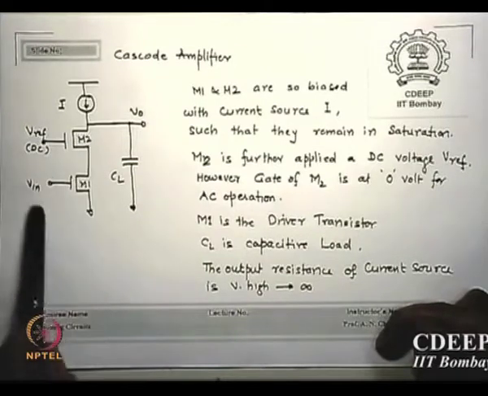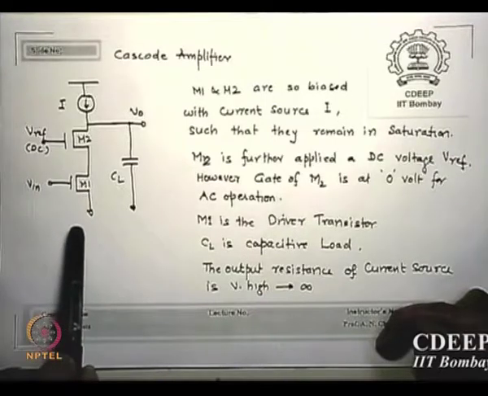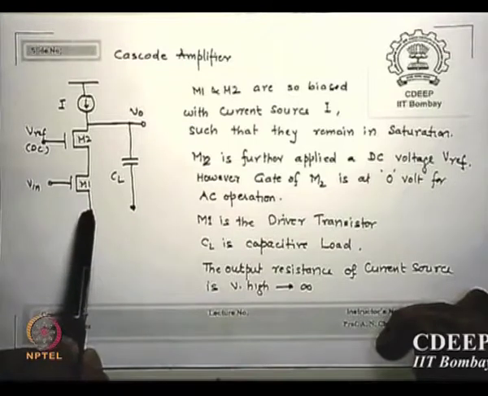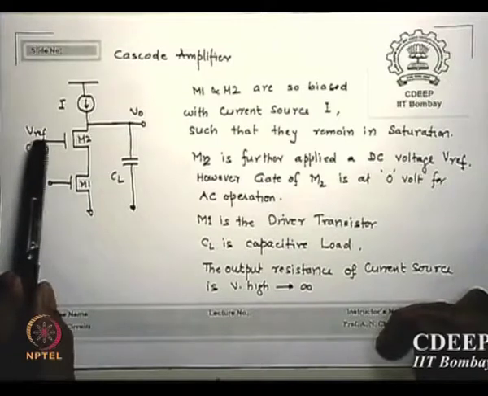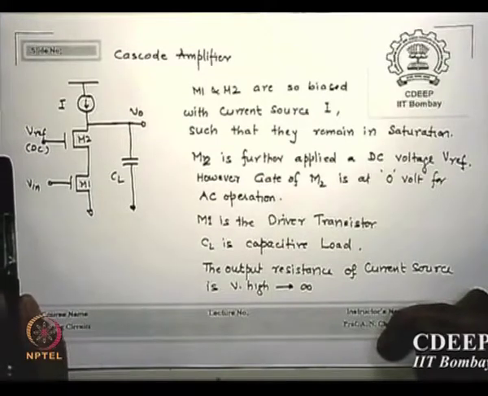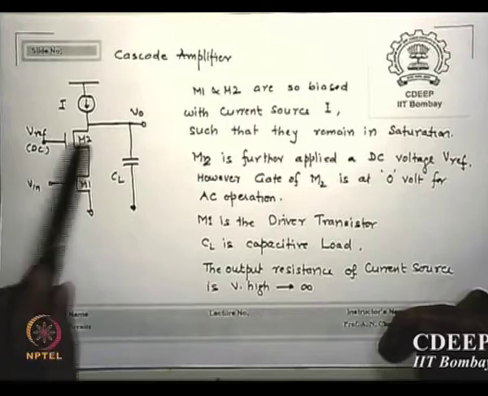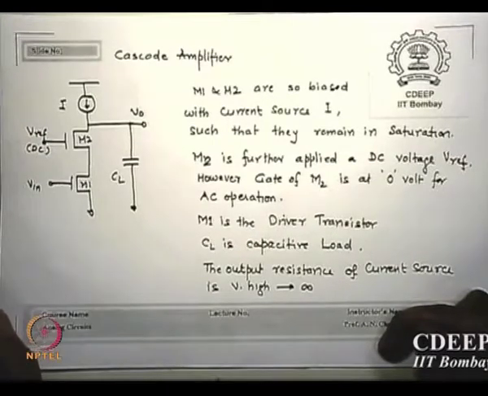There is another transistor, M2. Please remember, M1 is a common source system. Input is at the gate, source is grounded. Whereas M2 actually has a DC potential at the gate. For AC, what is it? Ground. For AC, it is ground. So what kind of amplifier or circuit will this be? Common gate. It's a common gate.